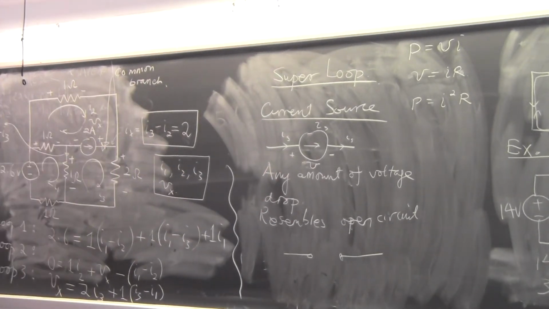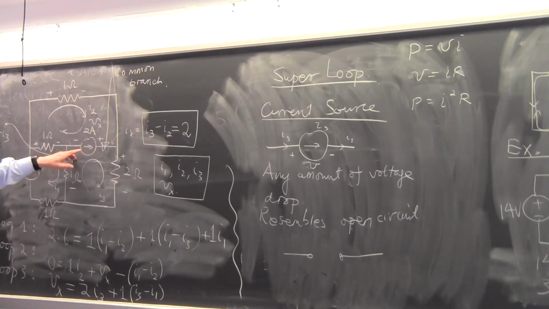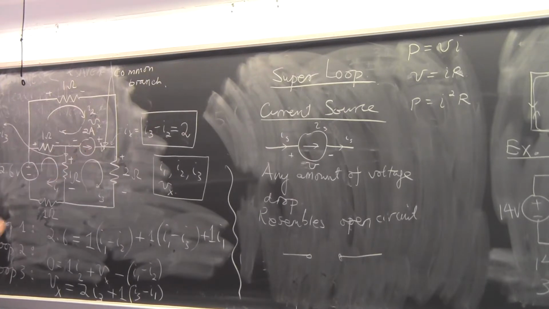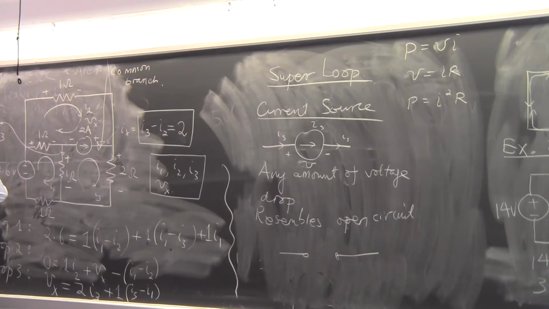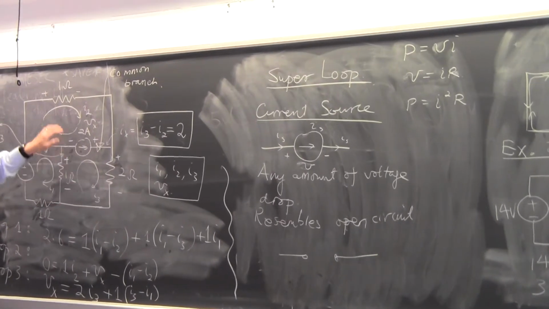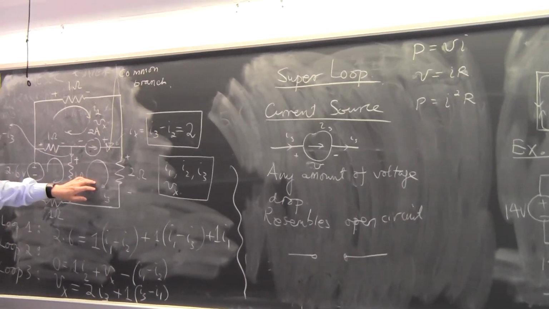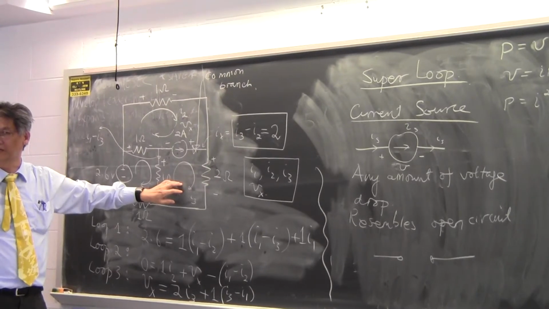So think of a current source as an open circuit with currents jumping across it, the current jumping from one end to the other. So you should think of this current source as being an open circuit. Because it's an open circuit, and a fixed amount of current jumps across it, these two current loops are actually connected to each other. They are not independent of each other now.